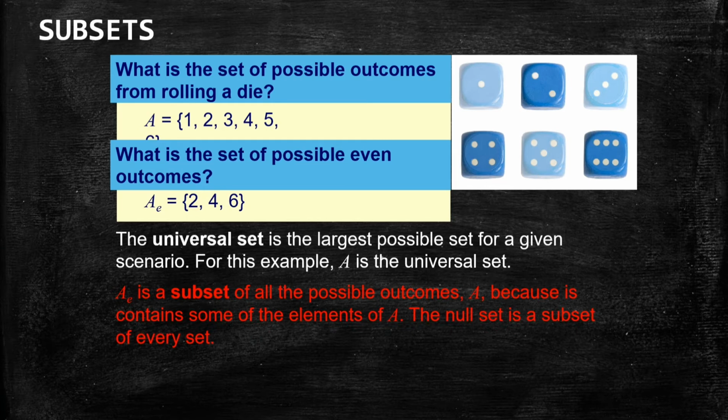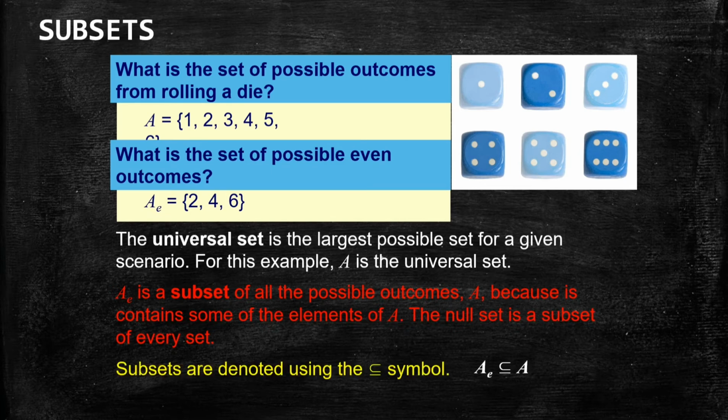Now, if we talk about the 2 important sets, the universal set and the null set, then these 2 sets are always a subset of every set, because the null set doesn't have any element and the universal set has all the possible outcomes. So it is the largest possible set for a given scenario. So these two are always a subset of a given set.